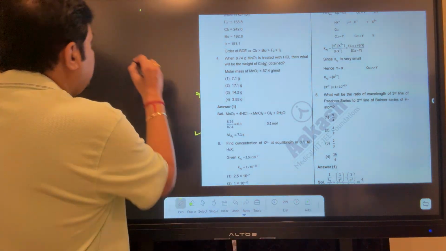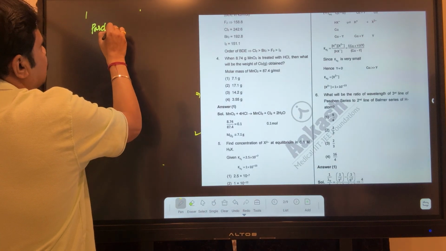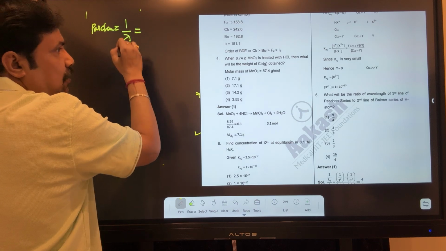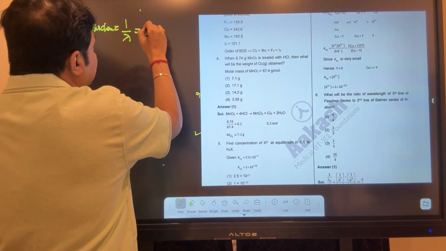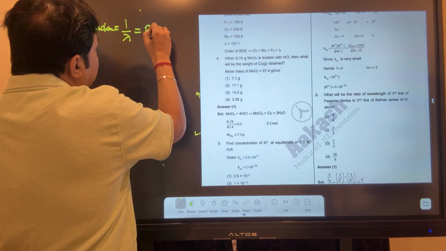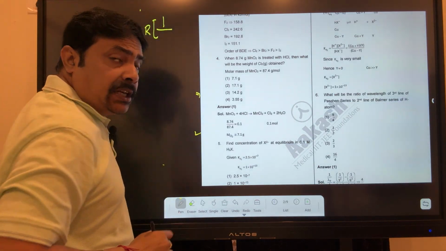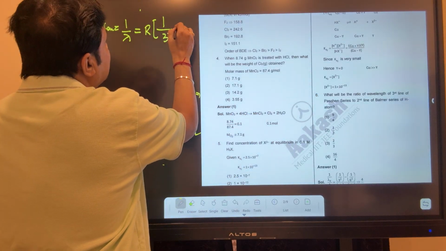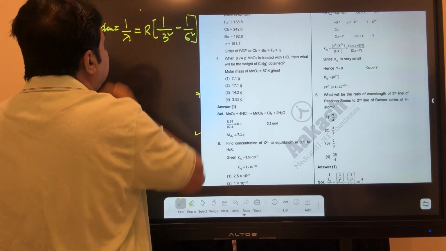Then immediately we know 1 by lambda for the Paschen series, the wave number, will be equal to R into Z square, where R is the Rydberg constant and Z square equals 1 square for hydrogen atom, times 1 by N1 square minus 1 by N2 square. Lower energy means 3 square minus higher energy means 6 square. This is your third line.